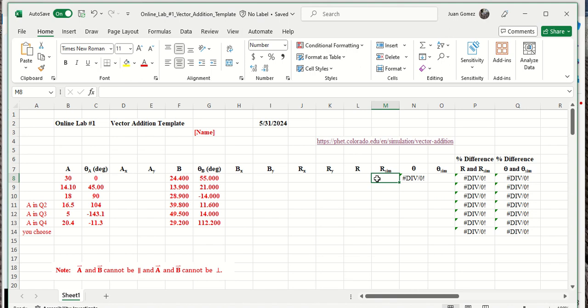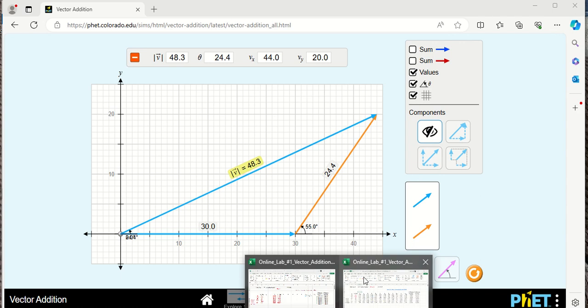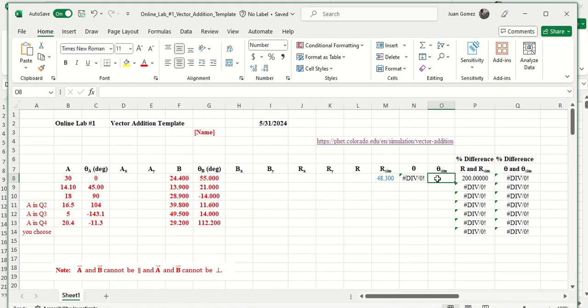That's the simulation, 48.3. And the angle from the simulation was 24.4 degrees. Notice I've had it set up so they're in blue. Now notice the percent difference column will begin to update itself, because I entered the formulas for you, since percent difference is very trivial.